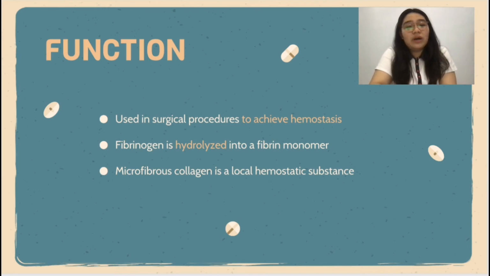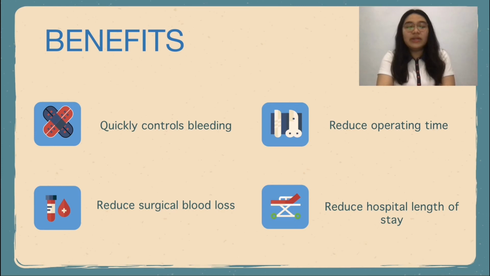Lastly, microfibrous collagen is a local hemostatic substance manufactured of bovine dermis that is absorbable. It will collect platelets to form a clot that stops the bleeding immediately. Maintaining hemostasis in surgery is critical to preserve a patient's physiological processes, allowing the surgeon to visualize the operative area and ensure successful wound management and patient outcomes. So, using biological product gel for surgical hemostasis has the following benefits: quickly control bleeding, reduce surgical blood loss, reduce operating time, and last is the reduced hospital length of stay.